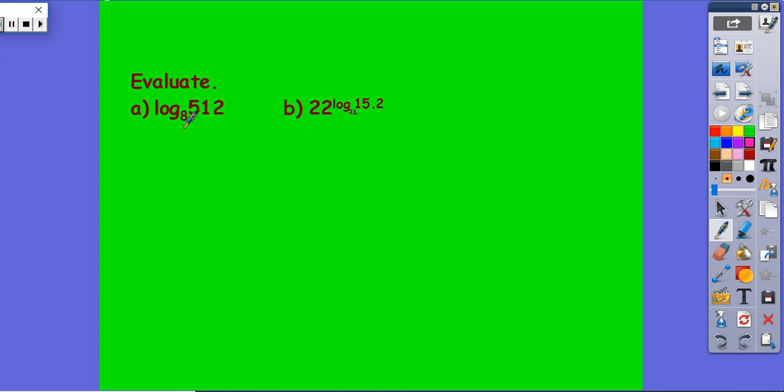So for this one, I need to break it down to a base of 8. And I'm picking an 8 because that's what the log base is. So I'm going to 8 and a 64, and this is an 8 and an 8. So this is log base 8 of 8 to the 3rd. So my answer is 3. Now right here, 22 to the power of log base 22, well, those are inverses of each other, so I'm left with 15.2.